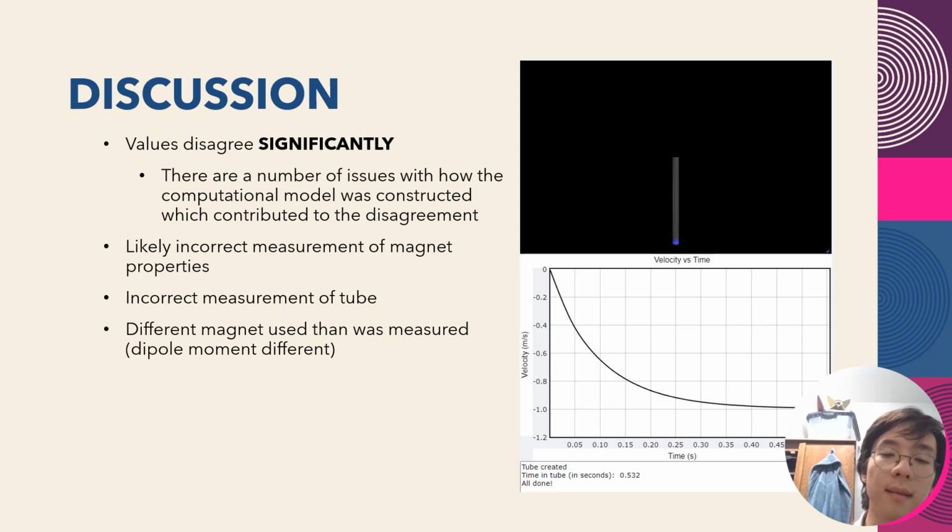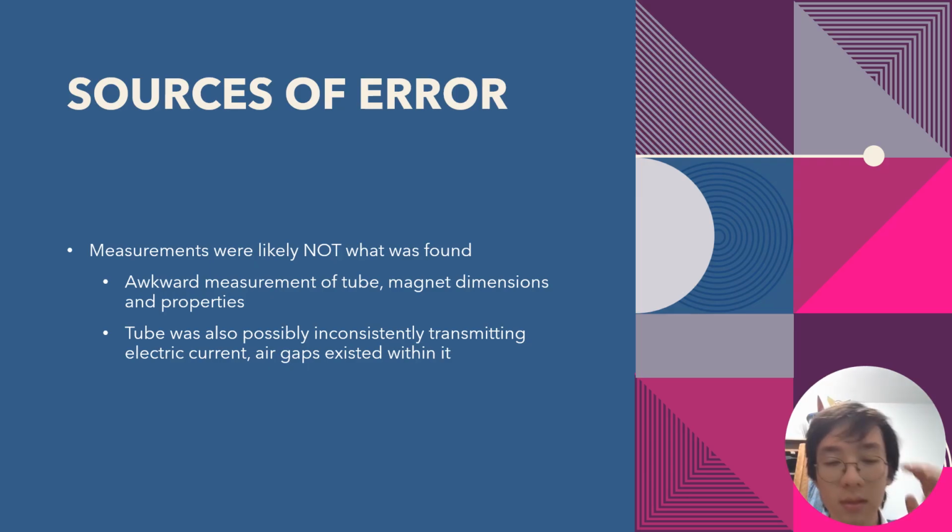So to discuss the results, the values that we found disagreed significantly by almost a second. There are a number of issues with how the computational model was constructed which resulted in that disagreement. Likely this is due to the incorrect measurement of magnetic properties in the third lab, the incorrect measurement of tube dimensions, and the use of a different magnet than was measured. Likely the dipole moment was quite different. As mentioned, these are sources of error. The measurements are different. In addition, the tube was not a solid metallic tube, it was a foil tube. So there were multiple air gaps which would have caused differences in electric conduction and the magnetic force that resulted.